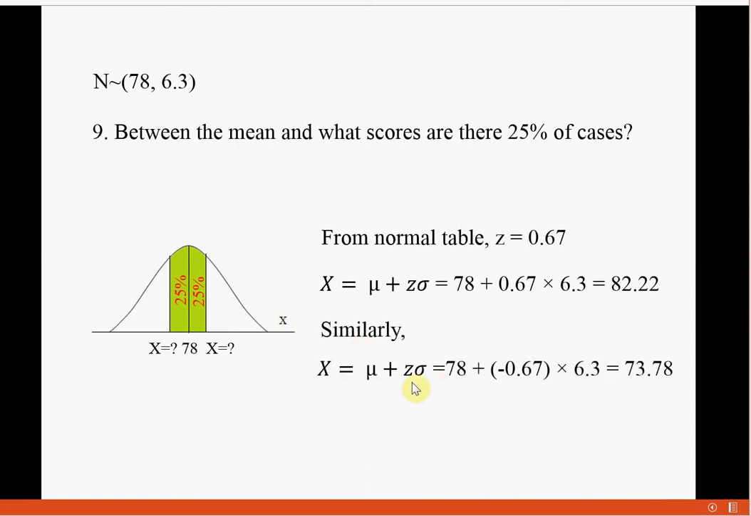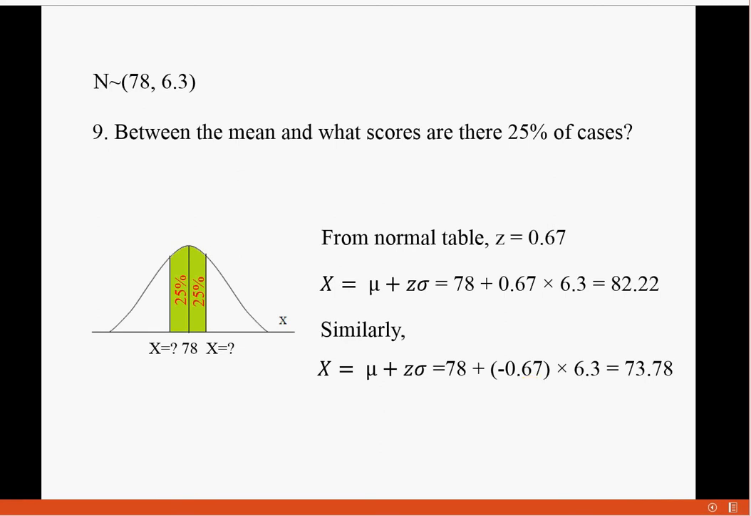Same formula. Okay. Mean plus z-score times standard deviation. Now, what you have to pay attention to here is that when you bring the z-score into the formula, the z-score is negative 0.67. Why negative? Because we know that this x value is below the mean. Whenever this x value is below the mean, the corresponding z-score should be a negative number.